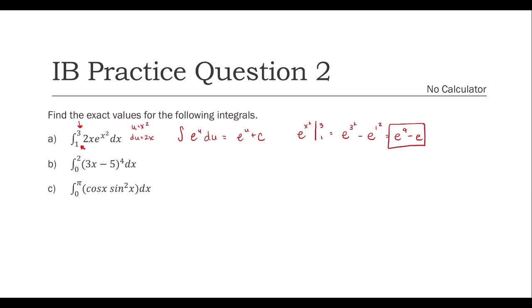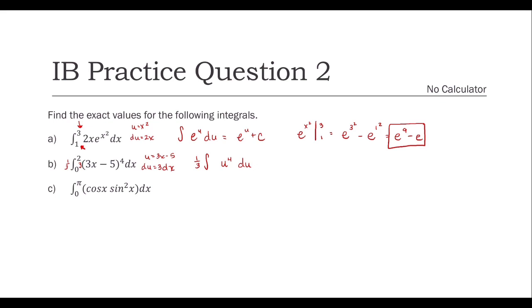For the second one, we have the integral from 0 to 2 of (3x minus 5) to the 4th dx. So u will equal 3x minus 5. du is 3 dx, so we need to put a 3 in here. So we'll put a 1/3 out front. So we have 1/3 times the integral of u to the 4th du.